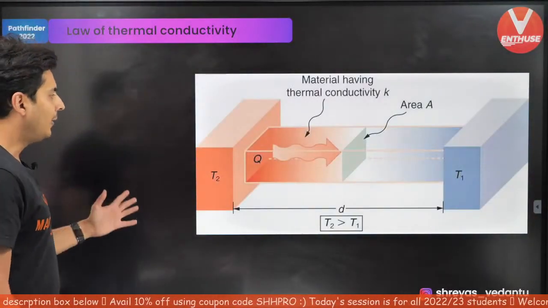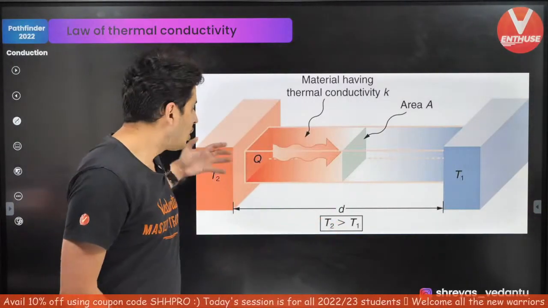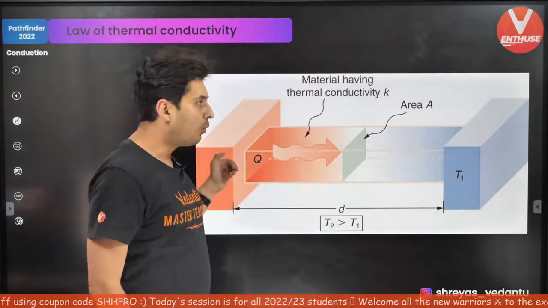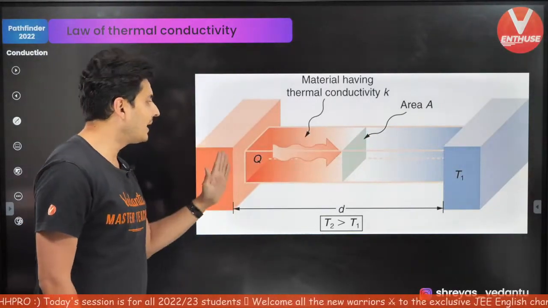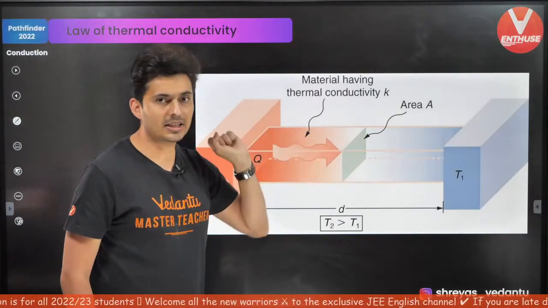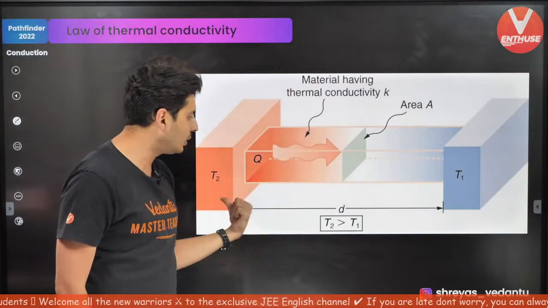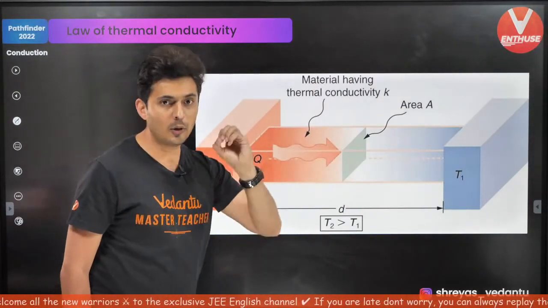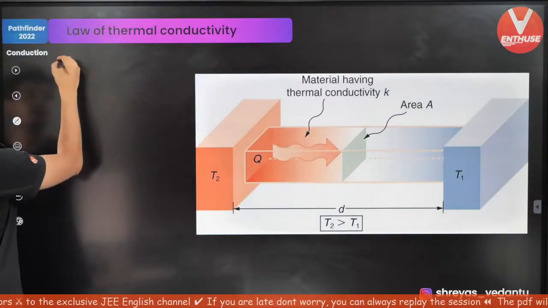All right. Now, the formula via experiments that you get for the flow of heat via conduction is as follows. You take some body of certain length, certain cross-sectional area. The heat flows from hot side to the cold side. You can see this T2 is more than T1. This is the heat flow. Then the heat current, I'll write it over here. The heat current.